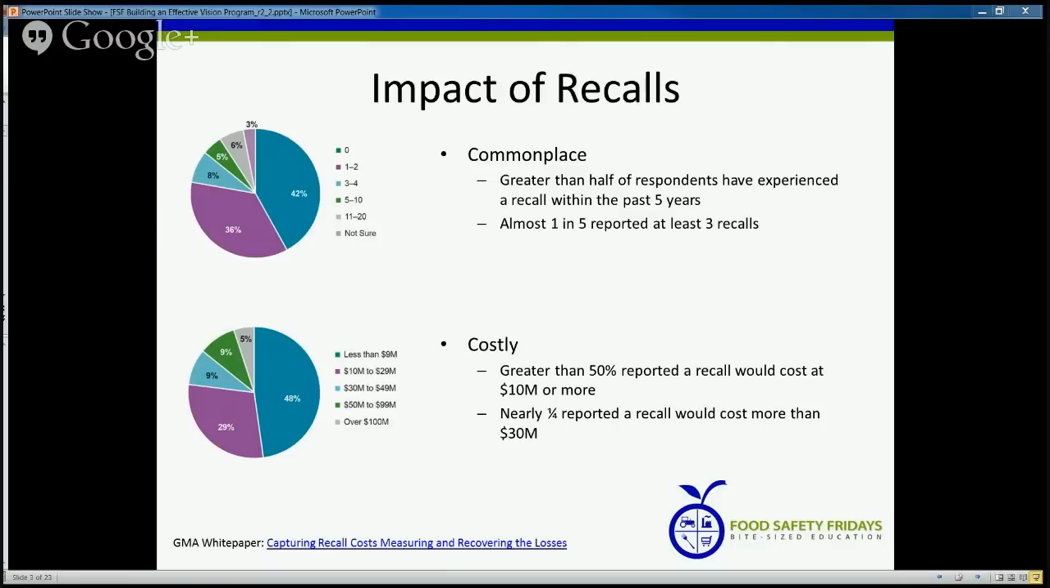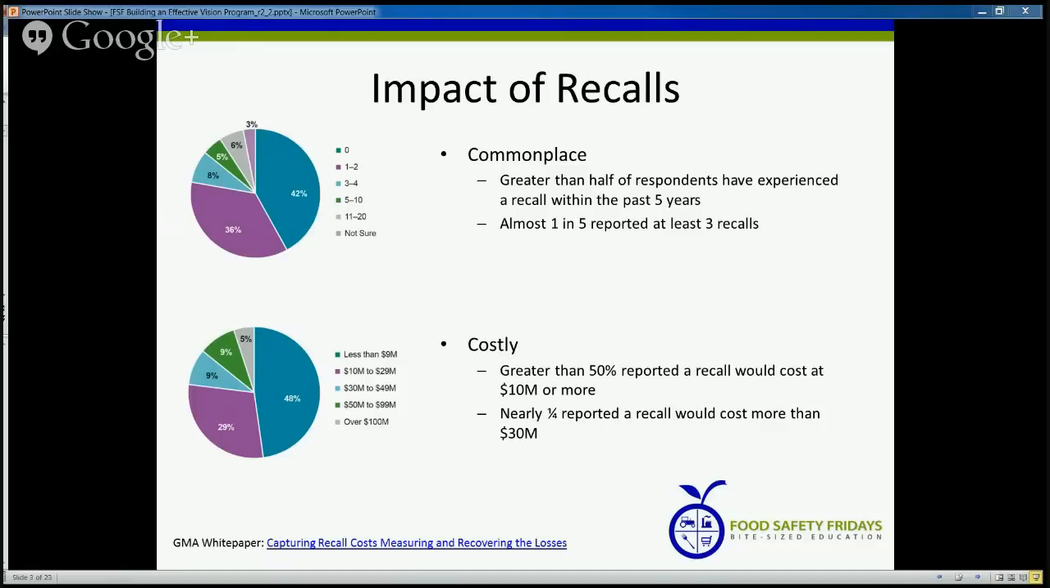The question was posed to the respondents of the study of how commonplace recalls were within the organization, and greater than half of respondents had said that they experienced a recall within the organization within the past 5 years. If looking at more than one recall, about 1 in 5, or 20%, said that at least 3 recalls had occurred within the organization within the past 5 years. So recalls are commonplace. Also costly.